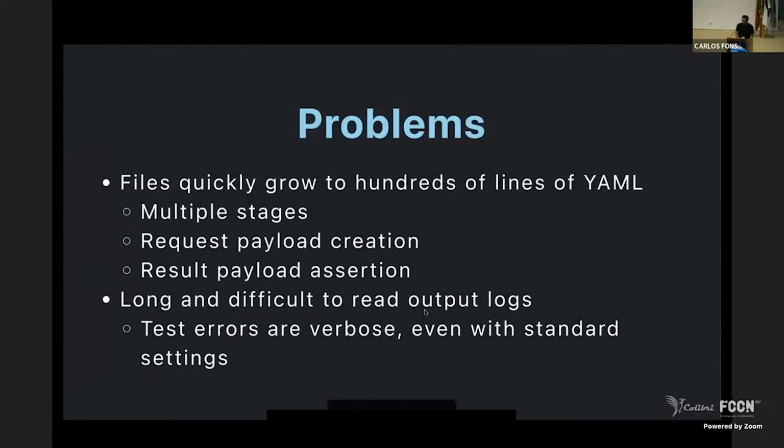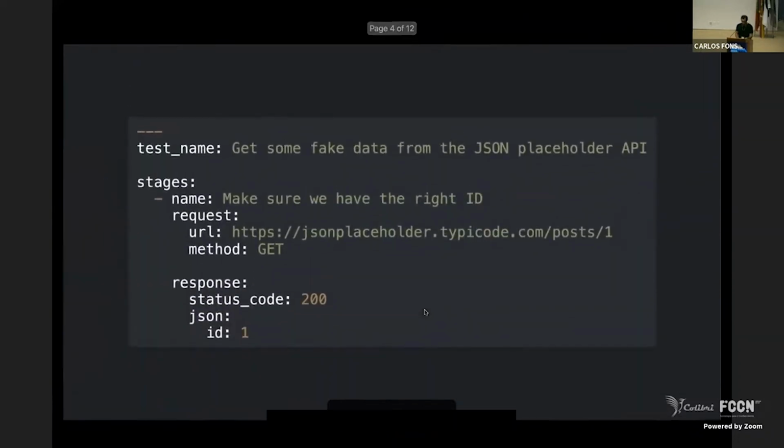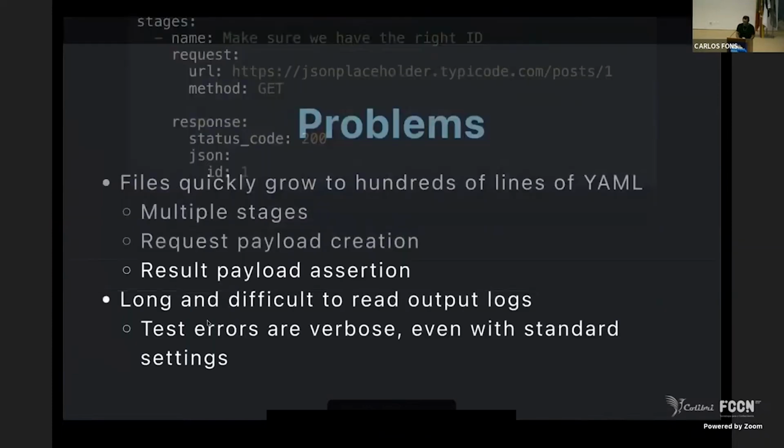The request payload creation. Right here, we don't send any payload, but the next thing that increases the test size is the payload we receive that you want to verify. And that's what happens here with the JSON ID. In this case, I just want to verify the ID of the post, that it is one. If it's not, the test will fail. If it is one, the test passes.